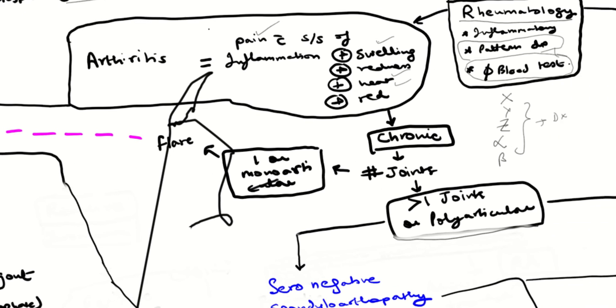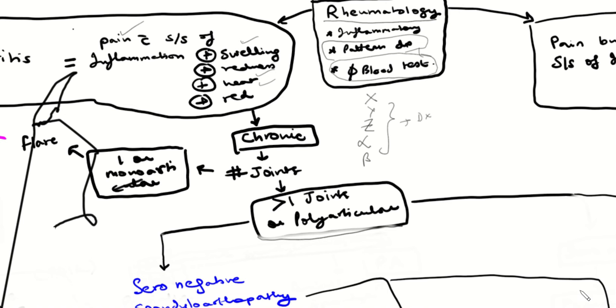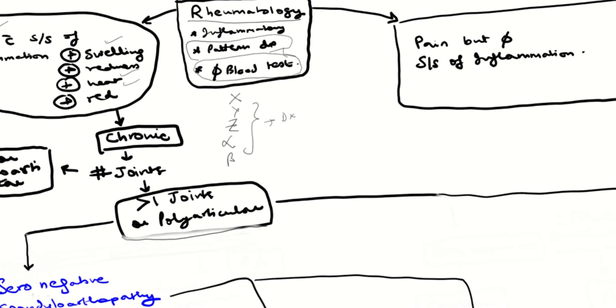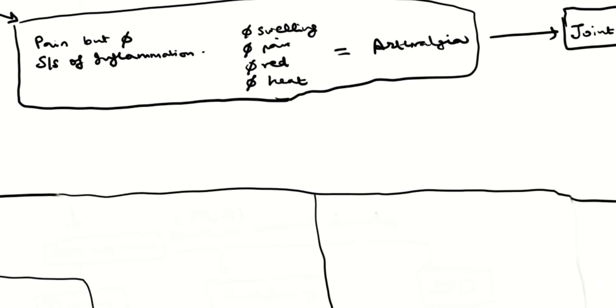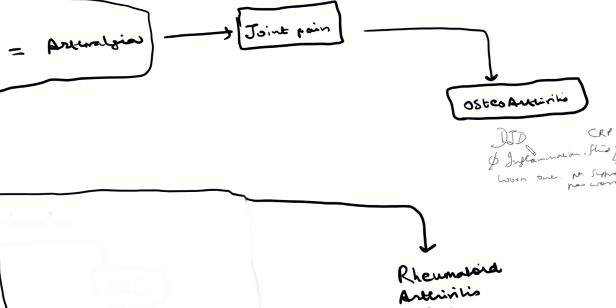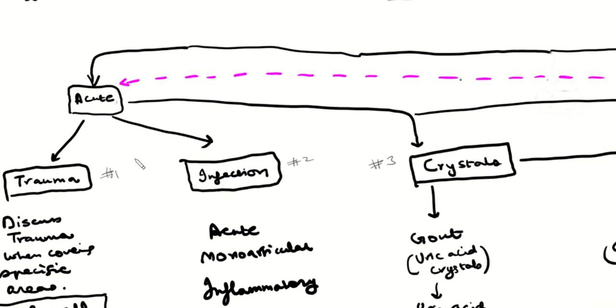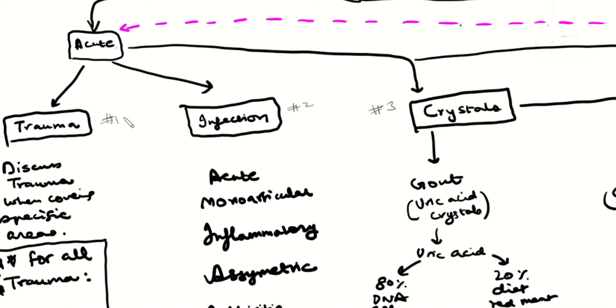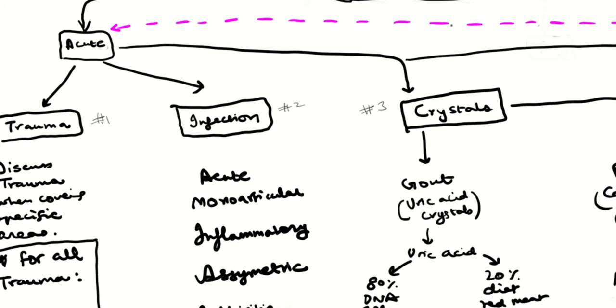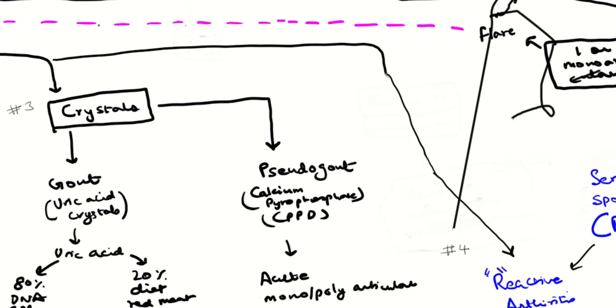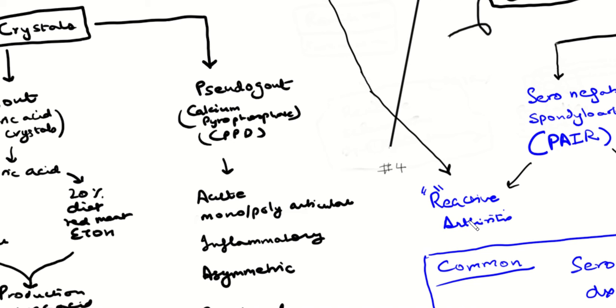So again, within rheumatology, you may have pain. But if there are no signs and symptoms of inflammation, you've got what? Osteoarthritis. We'll talk about that. If they come in with acute monoarticular arthritis, and there's no history of anything chronic, then you're thinking trauma, infection, crystal disease, and reactive arthritis.